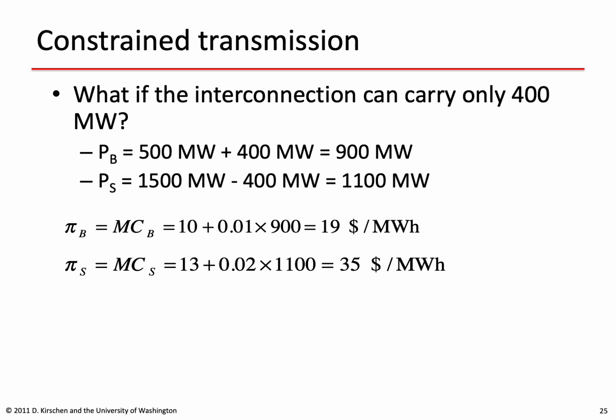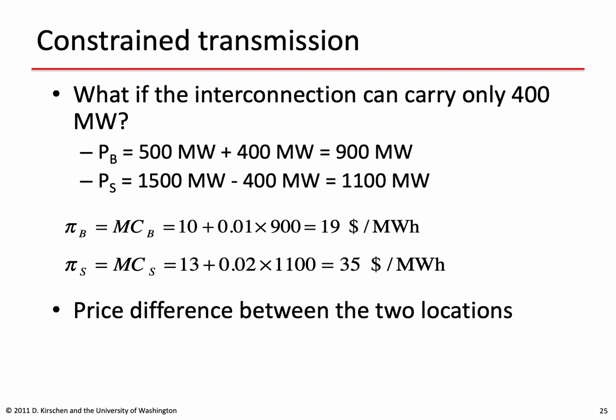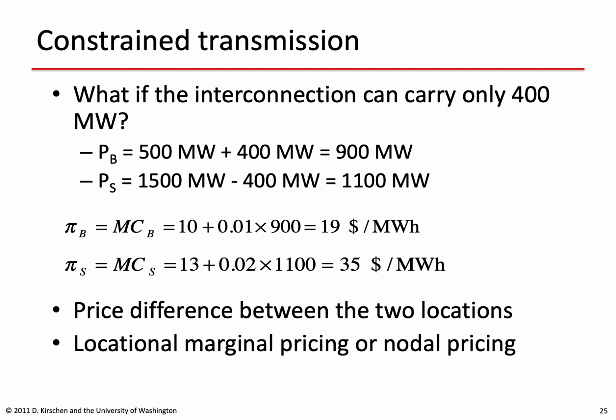So we observe that because there is a limit to the amount of power that can be transmitted from Borduria to Syldavia, a price difference arises between the two locations, and therefore we have what's called locational marginal pricing or nodal pricing. Locational pricing because the price depends on the location, marginal pricing because in both locations the prices are based on the marginal cost of production.